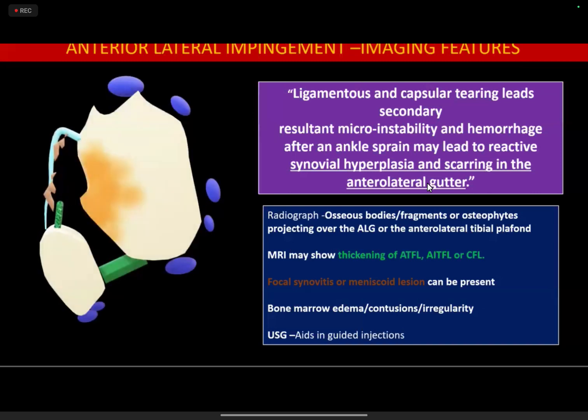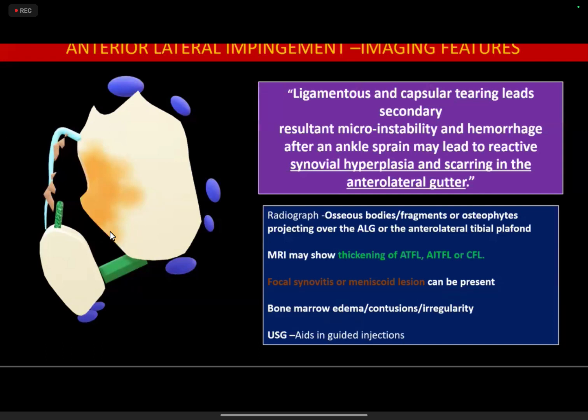We have ligamentous and capsular tearing, which leads to secondary microinstability and hemorrhage, which I have already reiterated. It causes synovial hyperplasia and scarring in the anterior lateral gutter. So, what are the imaging findings that we can see?